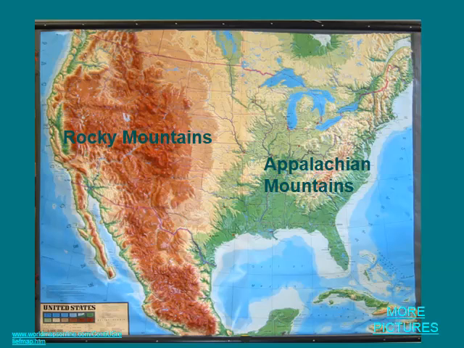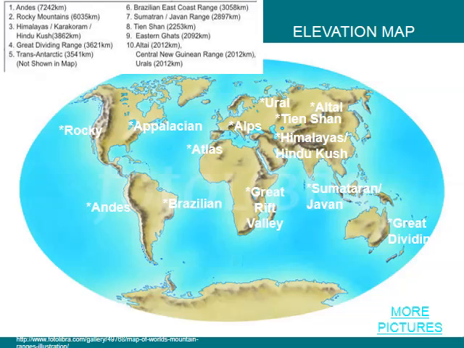The Rocky Mountains and the Appalachian Mountains, any mountain range like these, are going to be formed by a convergent boundary. That's where tectonic plates are coming together. And you can see these are the major mountain ranges. They're not the only mountain ranges in existence, but they are major ones.